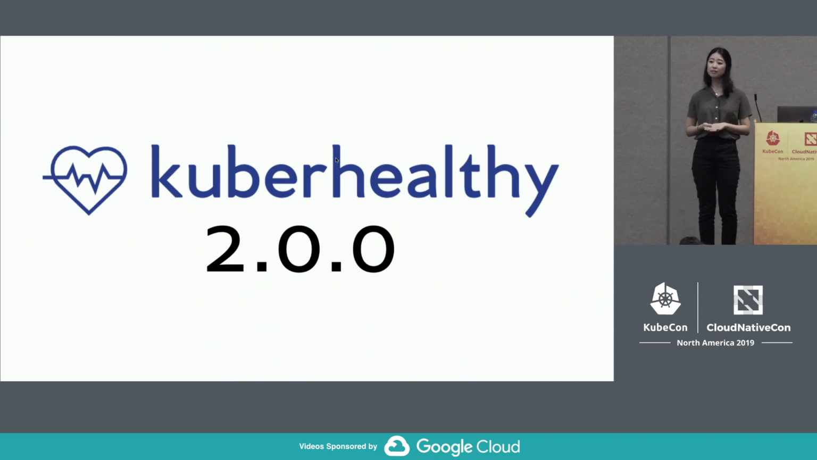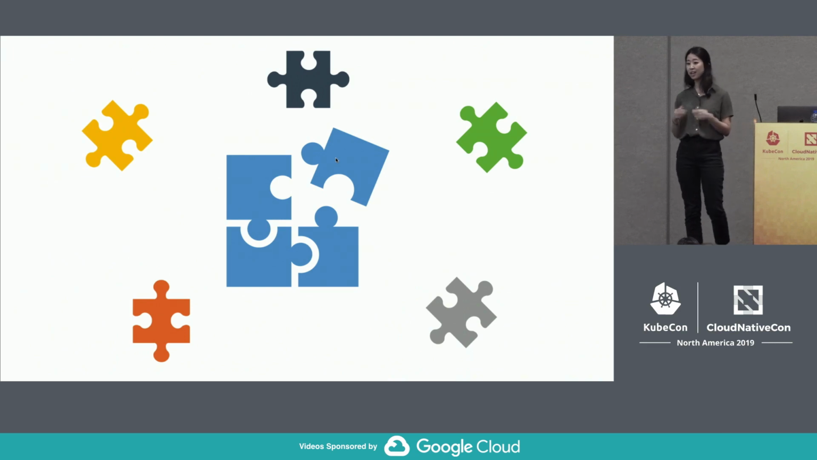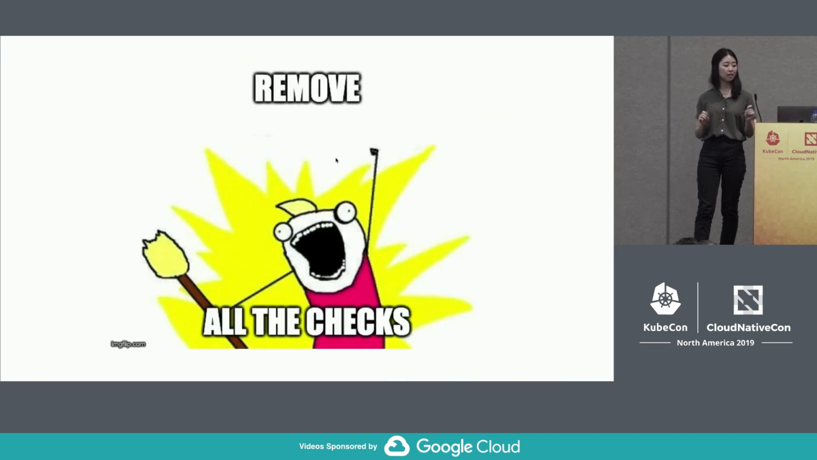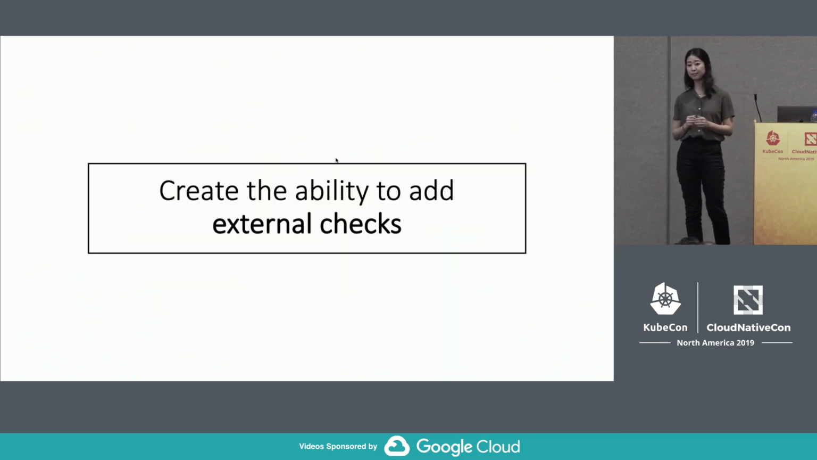And the whole goal of Kuberhealthy 2.0 was to make checks extensible. So make Kuberhealthy extensible, meaning that we want to give kube operators and app devs the ability to create, remove, and add checks however they wanted to. So in order to achieve this, what we first had to do was remove checks embedded into Kuberhealthy and essentially create the ability to add external checks.